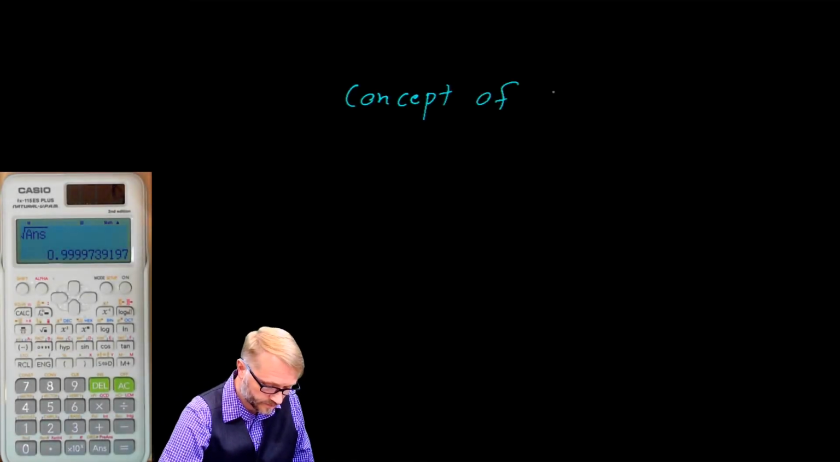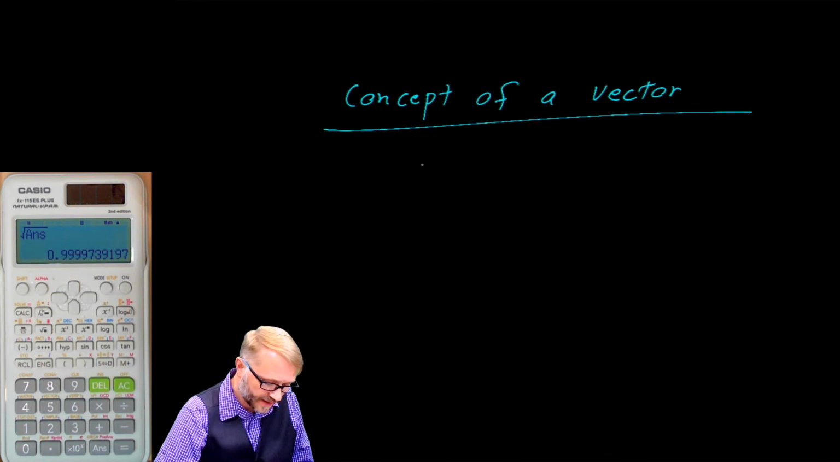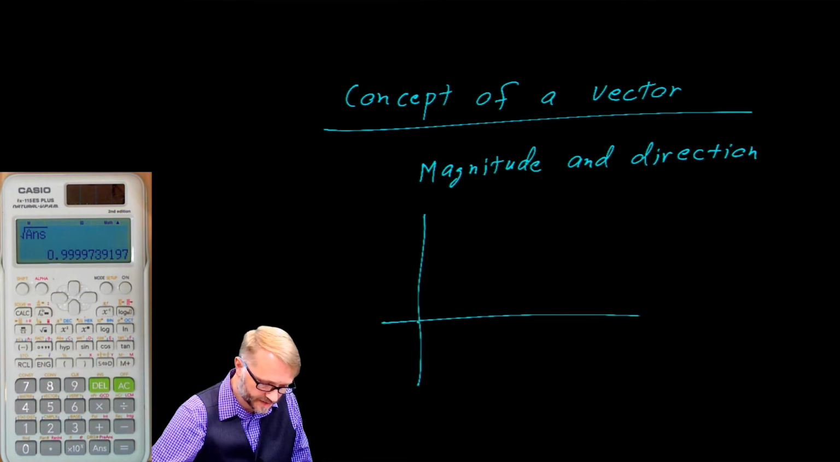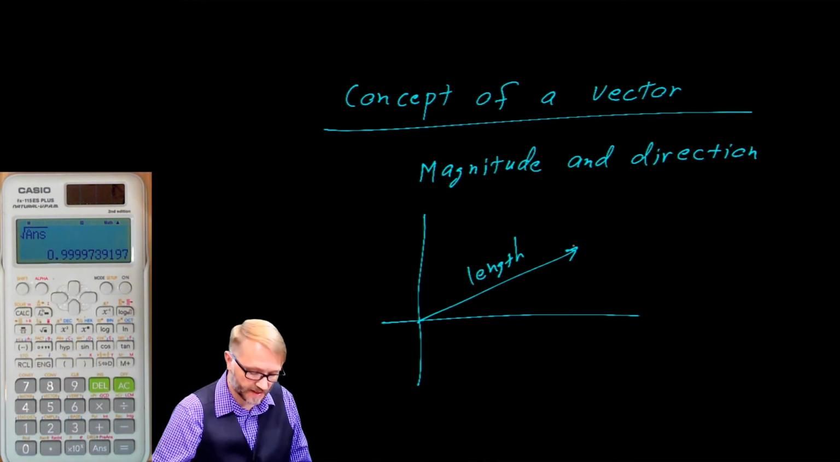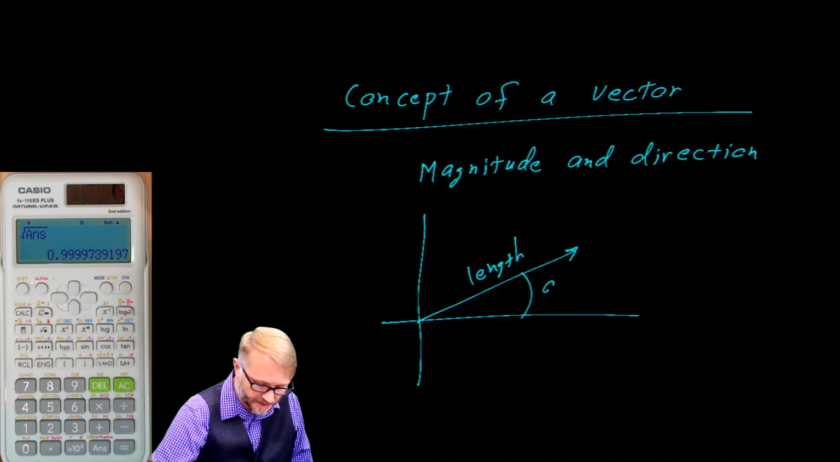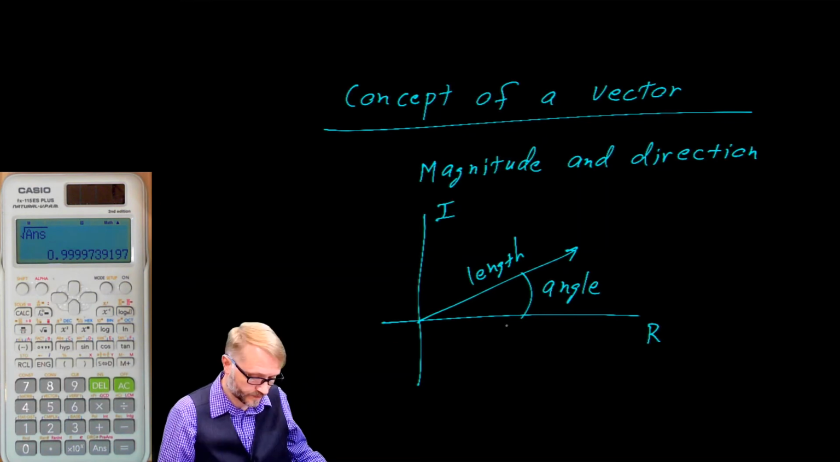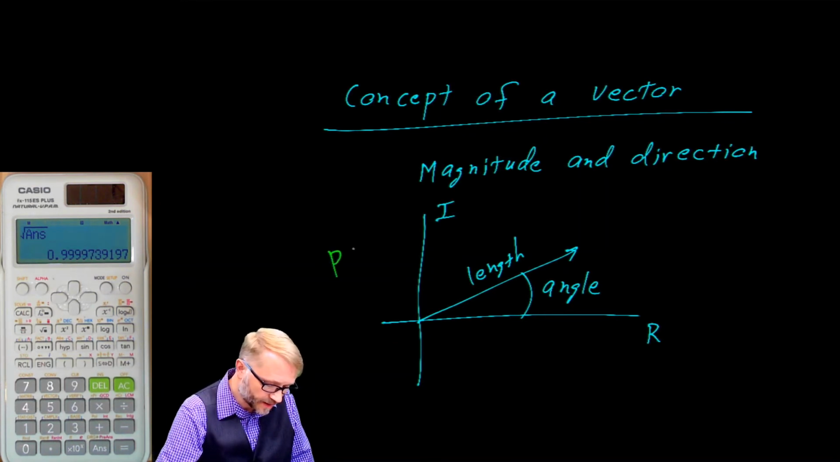So I used the word vector. A vector has magnitude and direction. So here is a vector. It has length. We would describe it as length, and it has an angle associated with it on the real and imaginary axis. We would describe this as polar notation.